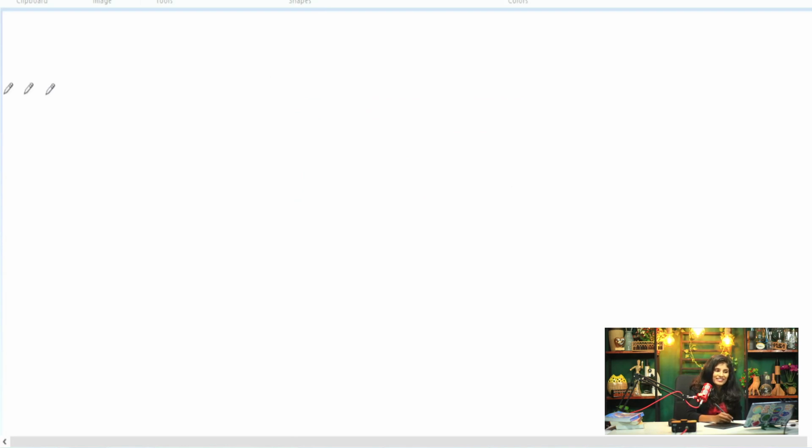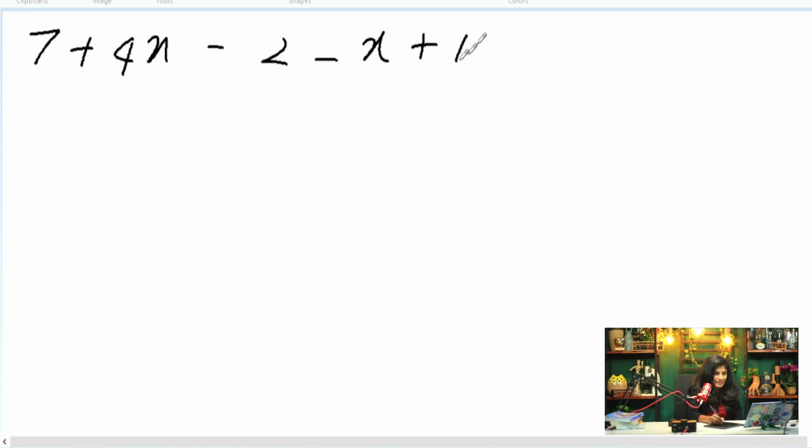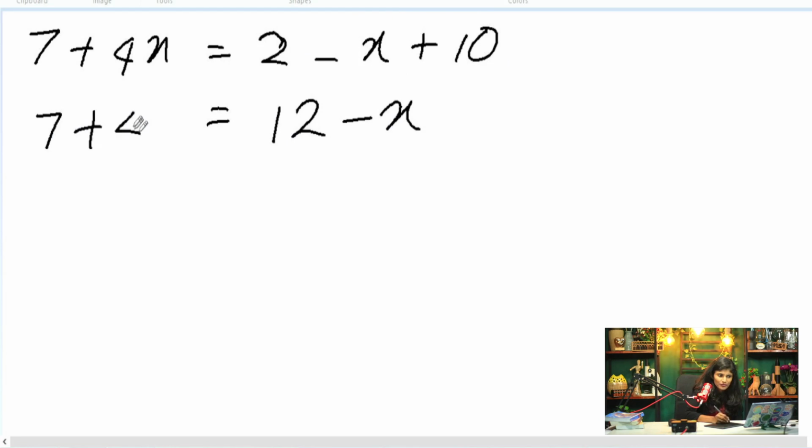So the next question, this is a little bit longer, okay. 7 plus 4x equal 2 minus x plus 10. Here we have 3 numbers and 2 unknown terms. Okay, so this is the equal mark. 2 plus 10, we can simplify this one, no? 2 plus 10 means 12 minus x. Here we have 7 plus 4x.